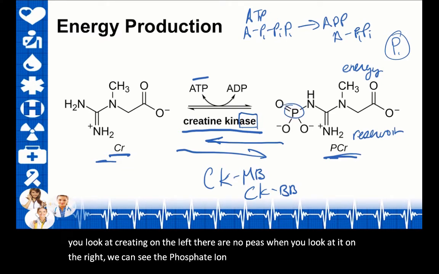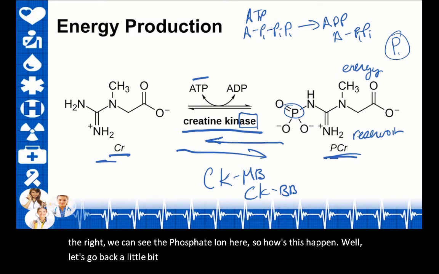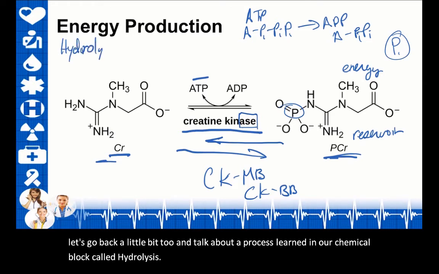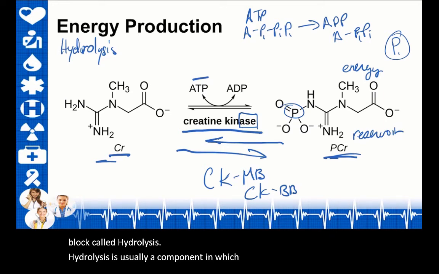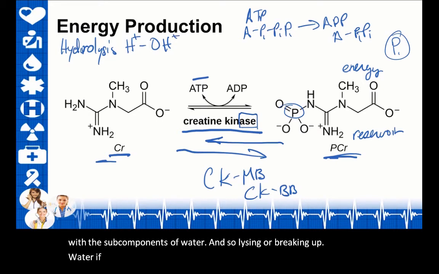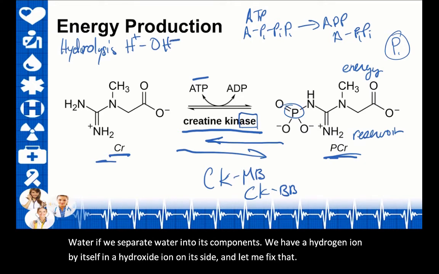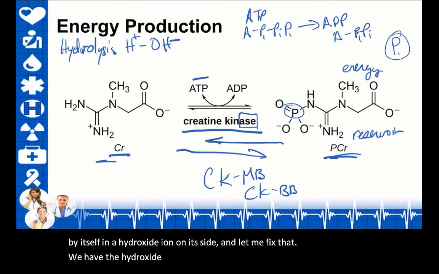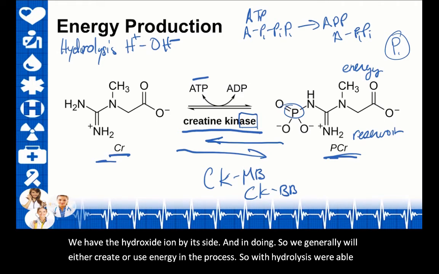So how does this happen? Well, let's go back a little bit and talk about a process learned in our chemical block called hydrolysis. Hydrolysis is usually a component in which chemical reactions are working with the subcomponents of water, and so lysing or breaking up water. If we separate water into its components, we have a hydrogen ion by itself and a hydroxide ion on its side, and in doing so, we generally will either create or use energy in the process. So with hydrolysis, we're able to convert these structures back and forth.